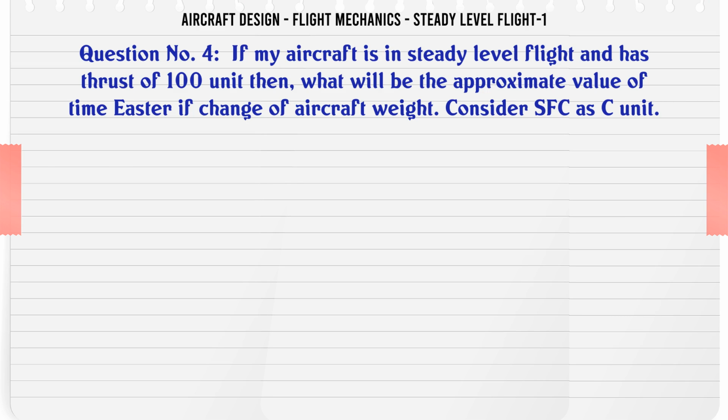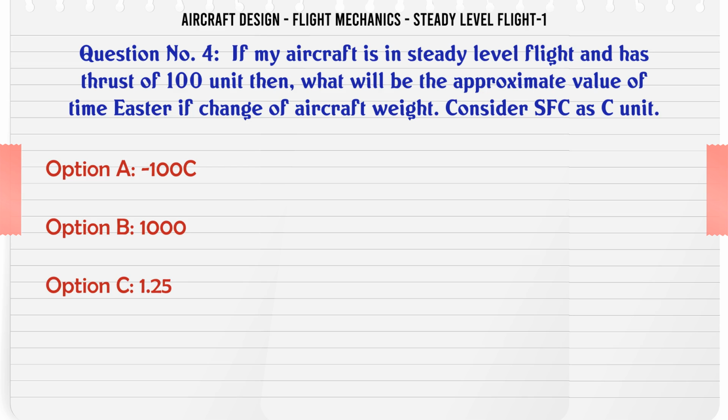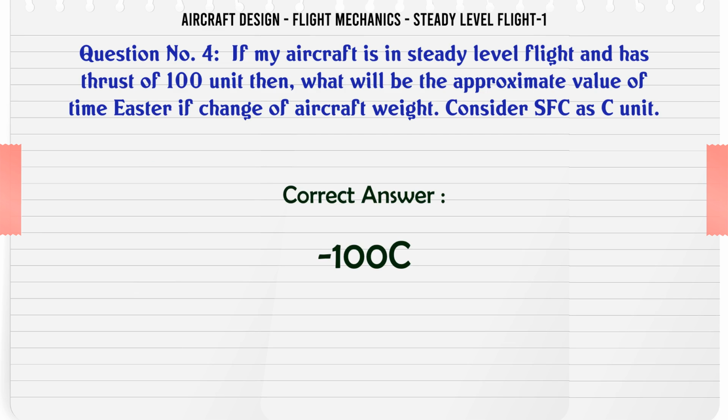If my aircraft is in steady level flight and has thrust of 100 units, then what will be the approximate value of time rate of change of aircraft weight? Consider SFC as C units. A: 100 C, B: 1000, C: 1.25, D: 5.43. The correct answer is 100 C.